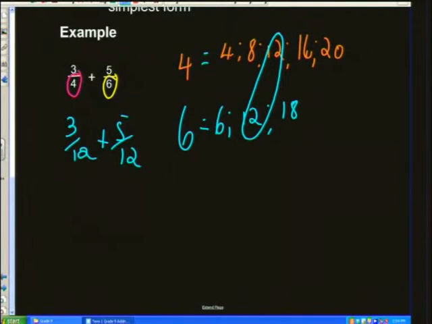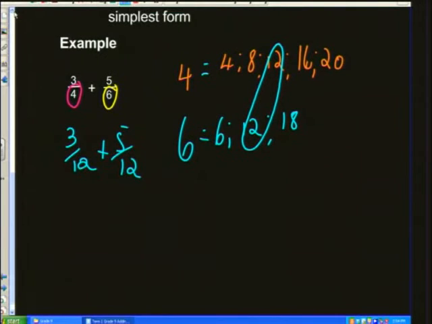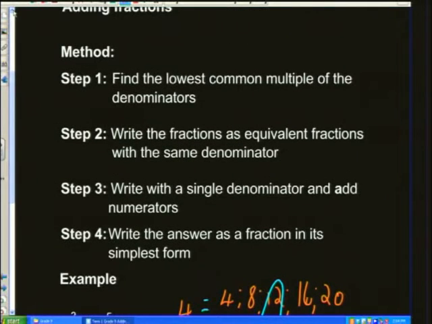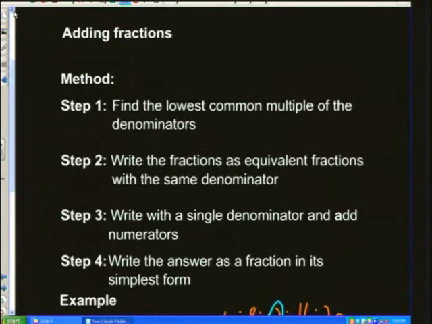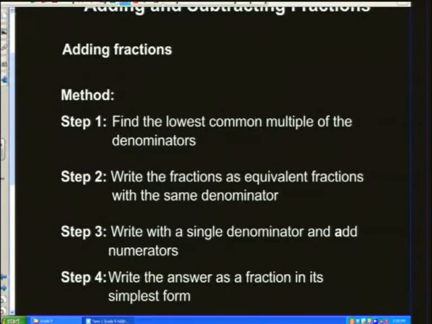Then the next step, that's the second step: write the fractions as equivalent fractions with the same denominator. That's what we have done. Then step number 3: write with a single denominator and add the numerators. So we're going to write them with a single denominator.